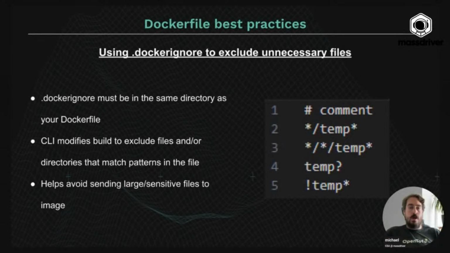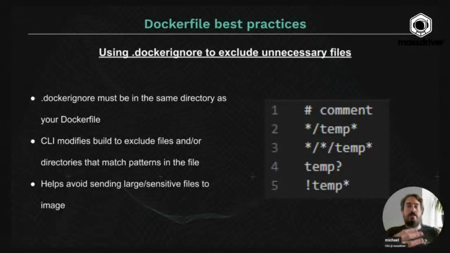The line 4 question mark is another wildcard character that matches any single character. So this pattern would match files like temp1, temp2, etc. And then in line 5, we have the exclamation point, which negates the pattern, making an exception to include any files that match temp asterisk, even if they were excluded by earlier patterns. Using .dockerignore, we can effectively reduce the build context size and ensure you only include the necessary files in your images.